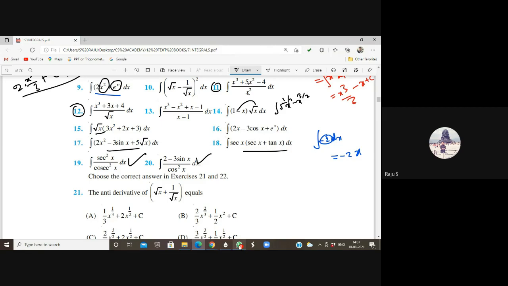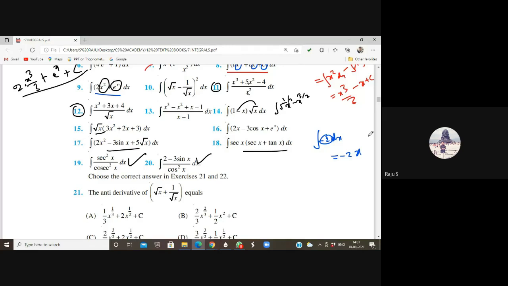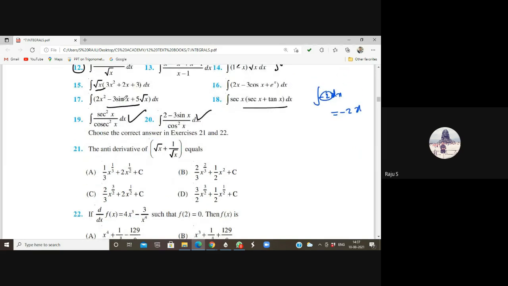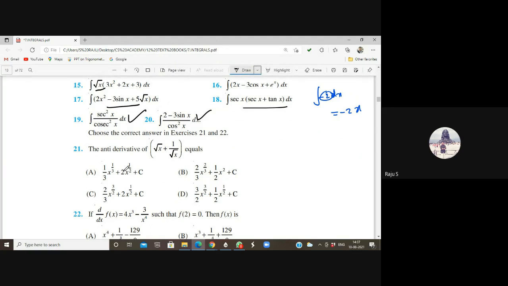And can you try here? So what is the answer for this question? Objective question number 21. Root x is x power 1 by 2. First I want to find the integral of root x. Just remember the formula, students, here.